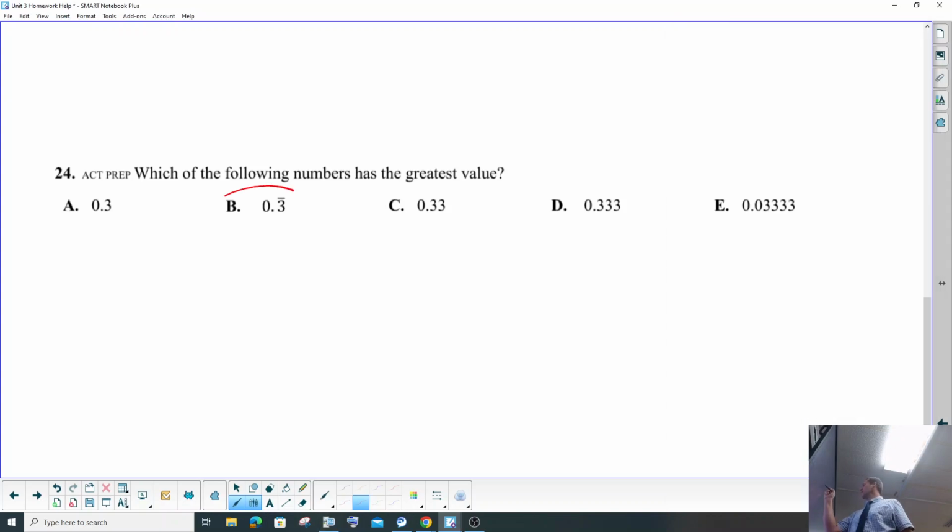Way-o. Yeah, so 0.33 repeating is going to be bigger than all those other ones, right? Because it's getting closer and closer and closer to the next number that's above 0.333, right? It rounds up.